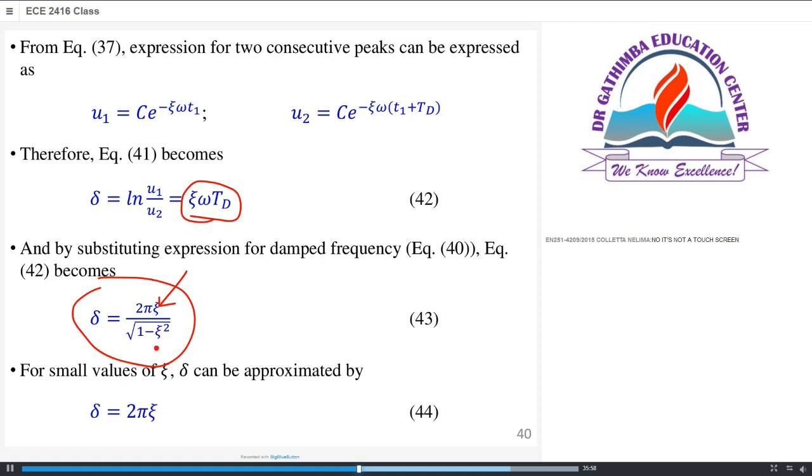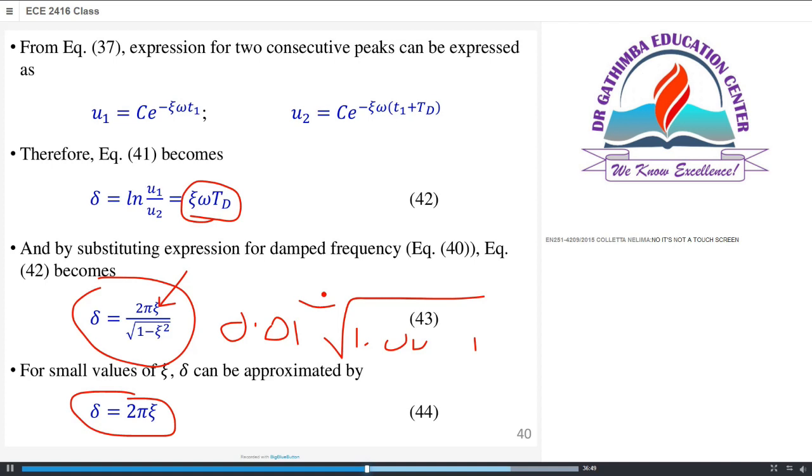Now, for a very small value of the damping ratio xi, we can approximate this part. If this is very small, let's say 0.01, then you square that. So this part will be almost equal to 1, because it'll be like 1.0001. So you take the square root of that, it is equal to 1. That's why we are saying for a very small value of xi, delta can be approximated by this expression.